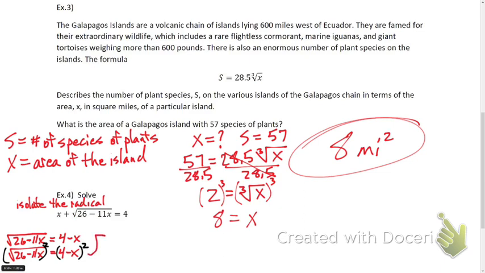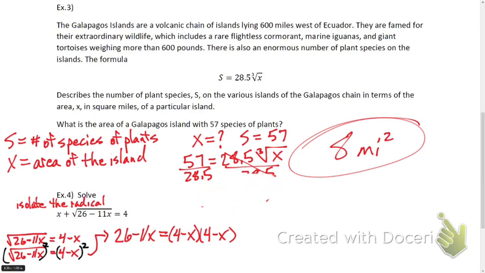So now I have 26 minus 11x equals 4 minus x, 4 minus x. So you want to FOIL out the right side, and you end up getting 16 minus 8x plus x squared. Now I need to factor this, or I guess you could do quadratic formula because the highest exponent is a 2. Either way, I need to get everything on one side. So I'm going to move the 11x over, and I'm going to move the 26 over, and we're ready to factor.